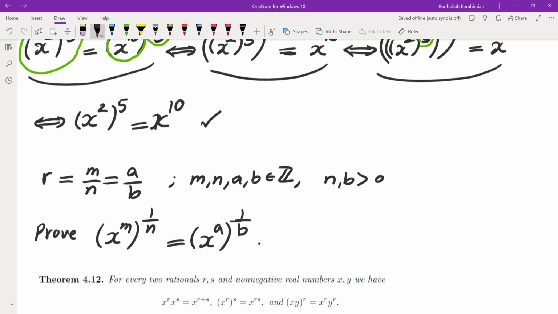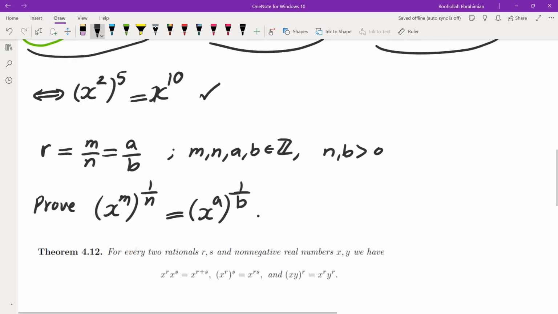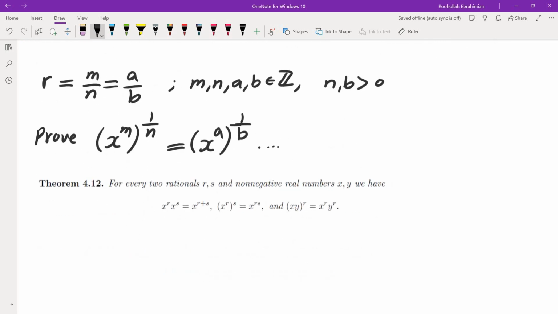And the way you want to prove this is by using the definition of what it means to raise to the power of 1 over n, which is the inverse function of x to the power of n. So just basically raise both sides of this to the power of nb and then show that those are the same. Okay, so there's some stuff that needs to be done here, but it's pretty similar to the example that we did.